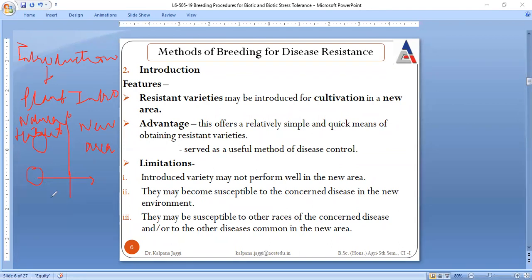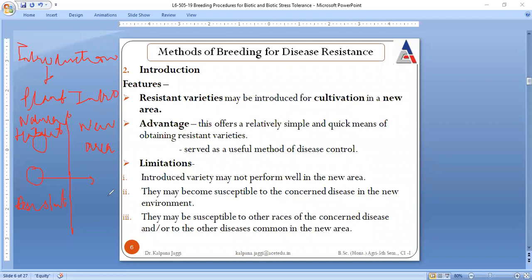But here, what is to be selected from its natural habitat and what is to be transferred into the newer area? Because we are not to step back from today's topic, which is all about methods of breeding for disease resistance. That means we are here talking about the creation of a variety that is no more affected by diseases. So from the natural habitat, a resistant variety is to be picked up, and in turn it is to be transferred into a newer area.